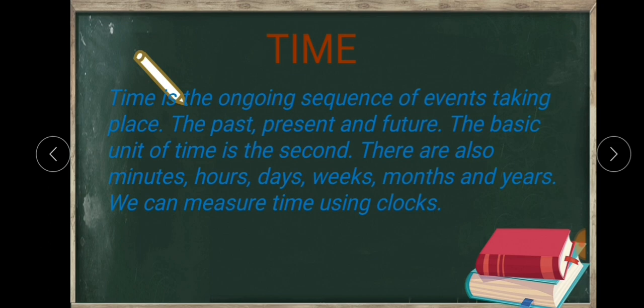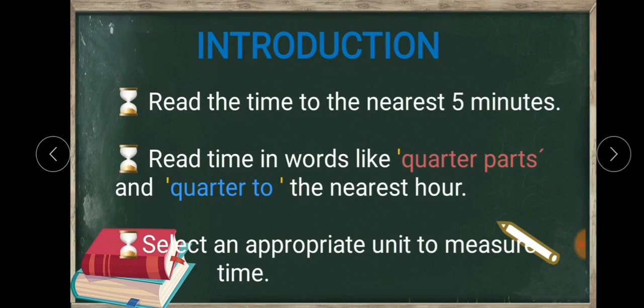So, children, today we are going to learn three topics: read the time to the nearest 5 minutes, read time in words like quarter past and quarter to the nearest hour, and select an appropriate unit to measure time. So, let's go. And we know that we can measure time using clocks.